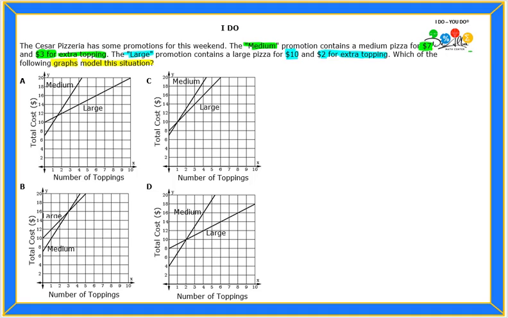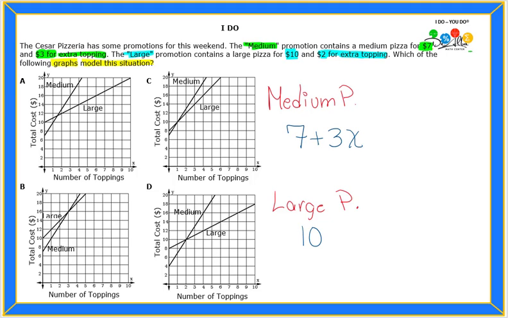Okay, so when I write down my information, make sure that you write down the numbers that go with the medium pizza and my large pizza. The medium pizza says that you need to pay $7, right? But every time you ask for an extra topping, you're going to have to pay $3. So that means 3x, okay? Because the number of toppings is going to determine the total cost for your pizza. On the large though, you have to pay $10 for the pizza. And if you want any extra toppings, you need to pay $2. So that'll be 2x, okay?